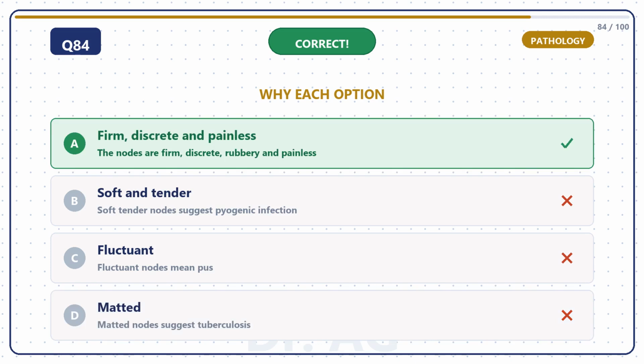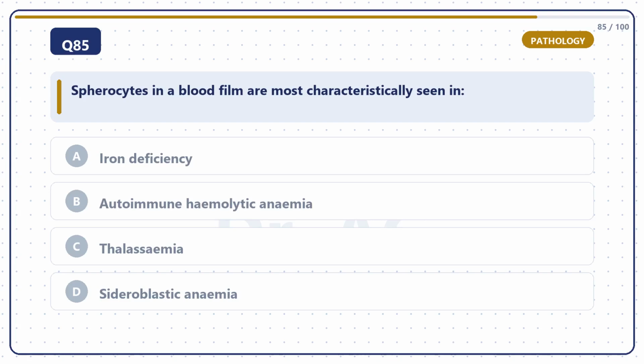The nodes are firm, discrete, rubbery and painless. So, the right answer is option A. Firm, discrete and painless. Question 85. Spherocytes in a blood film are most characteristically seen in Option A. Iron deficiency. Option B. Autoimmune hemolytic anemia. Option C. Thalassemia. Option D. Sideroblastic anemia.